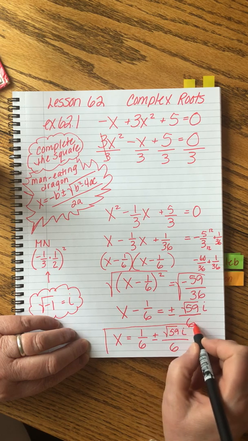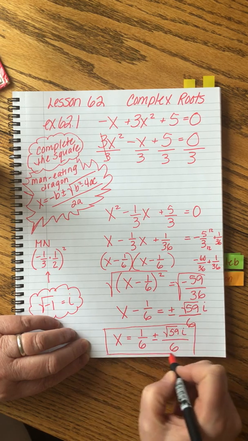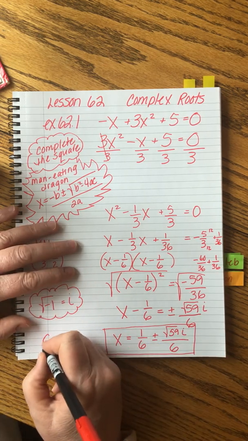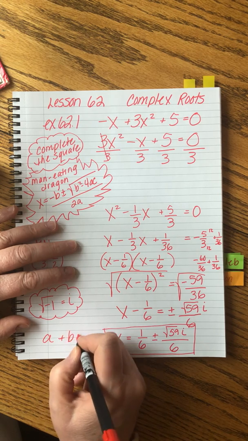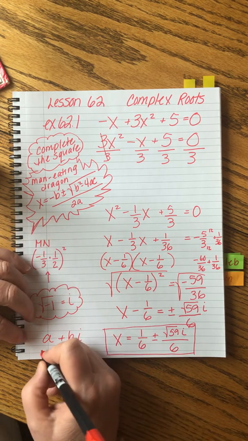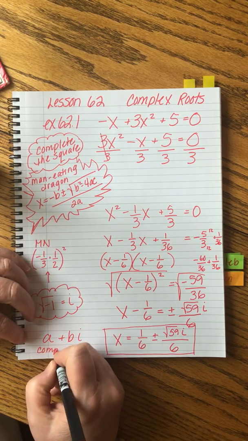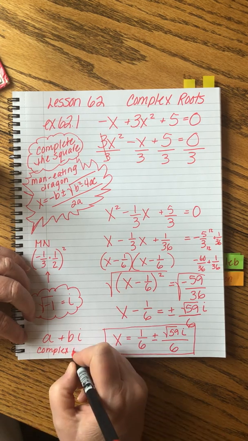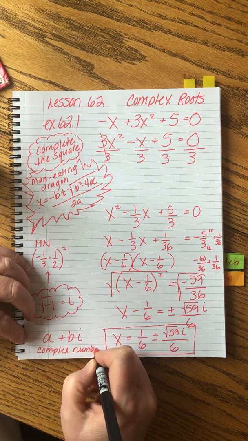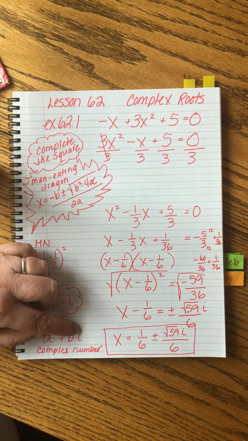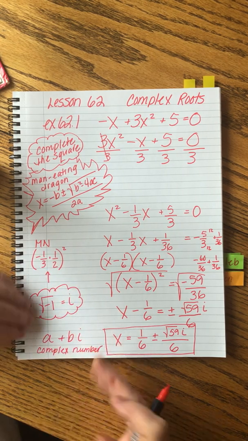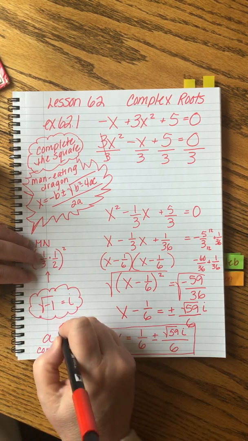Notice, if you will, that we used the proper form for a complex number. Remember that a complex number has two parts to it. It has a real part and an imaginary part. And you want to preserve those as two separate beasties.